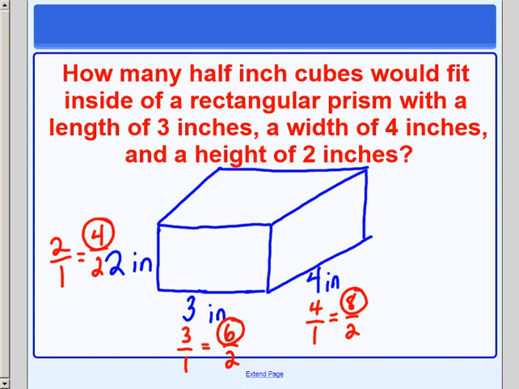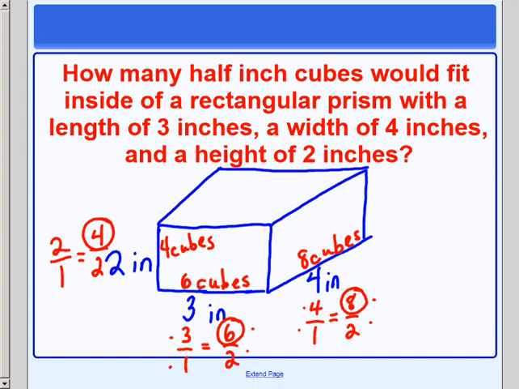So I could say, well, 2 inches, or 2 over 1, is equal to 4 halves. So the 2 inches is, I'm going to be able to fit 4 cubes along that side. So 4 cubes along this side. And then going another direction for the 3 inches, 3 over 1 is equal to 6 halves. So I'm going to be able to fit 6 cubes along this edge. And then for the 4 inches, 4 over 1 equals 8 halves. So I can fit 8 cubes this way.